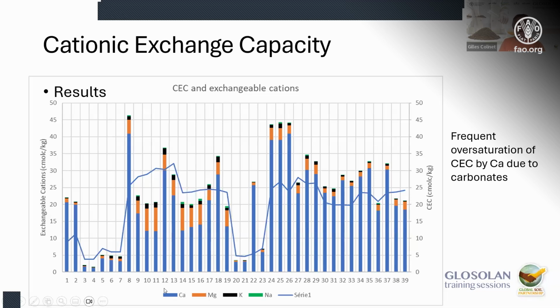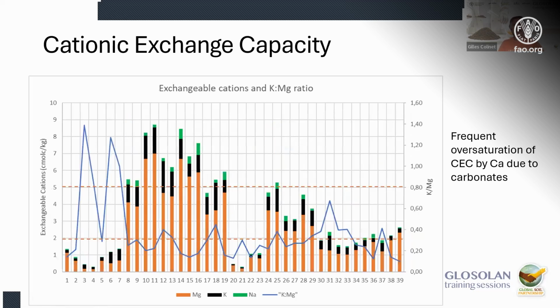With this view, you see that calcium is the dominant cation, then magnesium, then potassium, and sodium is clearly very low in proportion, and it's completely usual. So I discarded the calcium in order to see the proportion of magnesium, potassium, and sodium here in the graph.